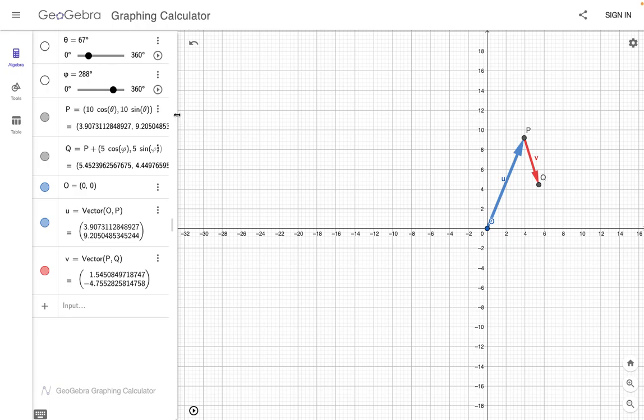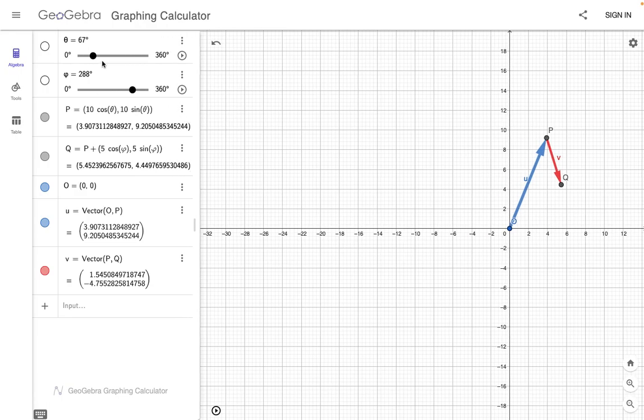So here you can see that I have defined an angle theta. On the left side of the screen, theta I have defined varying from 0 to 360 degree. Another angle phi I have defined from 0 to 360 degree. Both are measured about the positive x direction.